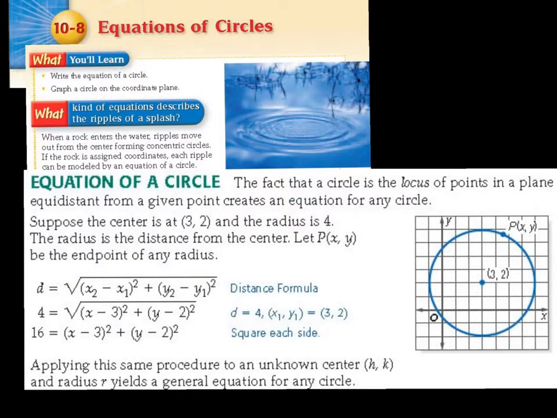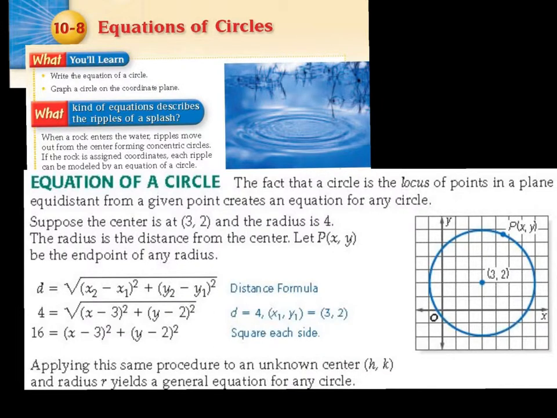The fact that a circle is a locus of points in a plane equidistant from a given point creates an equation for any circle. Suppose the center is at (3, 2) and the radius is 4. The radius is the distance from the center. Let P(x, y) be the endpoint of any radius. Using the distance formula, distance is the difference in the x's squared plus the difference in the y's squared. So in this case, (x minus 3) squared plus (y minus 2) squared. And when we square both sides, we get 16 equals (x minus 3) squared plus (y minus 2) squared.